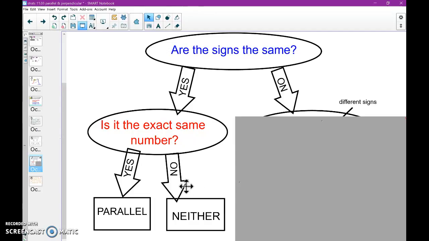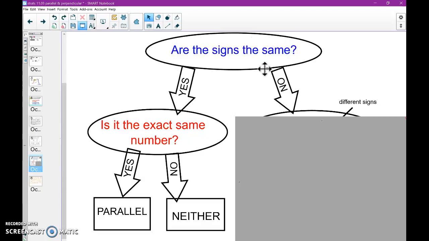If it's not the exact same number, then it's neither parallel nor perpendicular. It's just maybe an intersecting line. Yeah, it would be an intersecting line. So that would be your other option too. Okay, and then if I go back up here, this is what happens when the signs are the same.